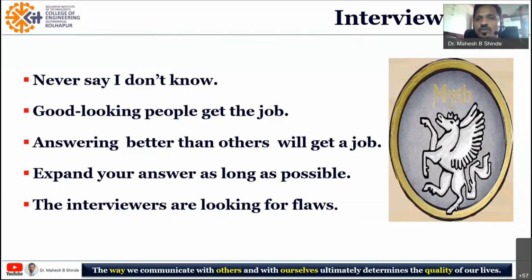Good looking people get the job? No, it is not the case. Whatever you are, you should exhibit yourself. You should represent yourself. Do not decorate yourself. It happens because you are facing a job interview. You feel that you must have a three-piece suit. Right? You must have new shoes, a new belt, new specs, and so on. No, don't worry about that.